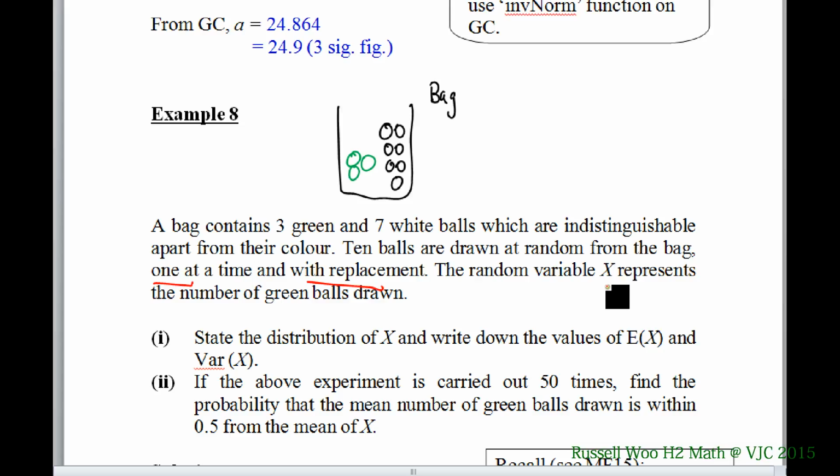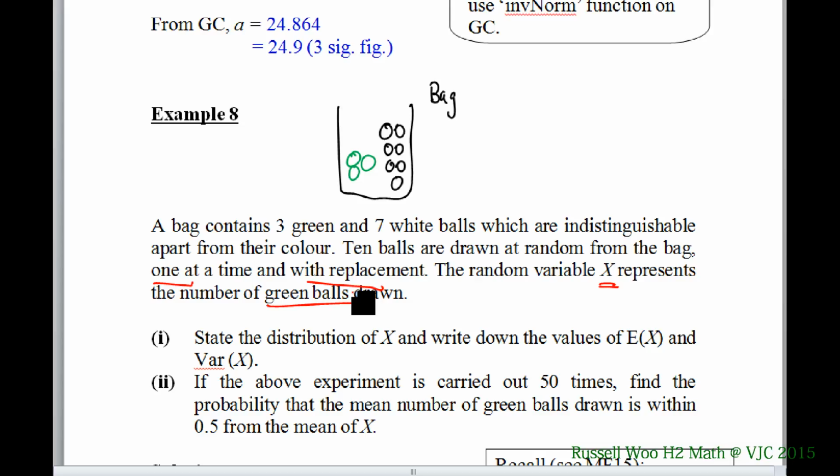Oh, okay. X is the number of green balls drawn out of 10 trials. Correct? You draw 10 times, right? First time, and then put back. This is a classic binomial distribution. Do you follow? 10 repeated trials. Each trial, the probability of success is a constant.